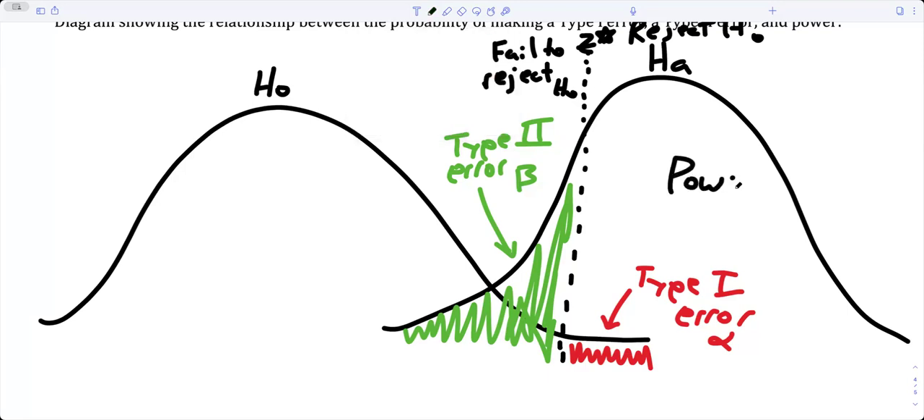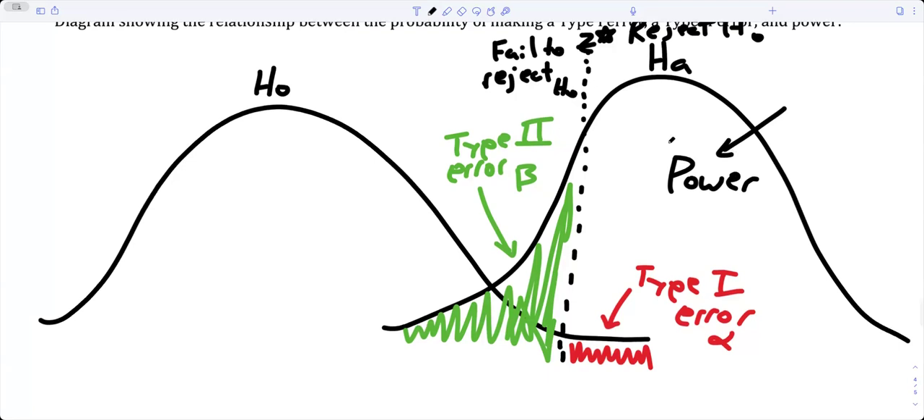Okay. Well, everything over here on the right side that's not under that curve, that is power. This power is this area. It's the probability that we correctly reject the null hypothesis.